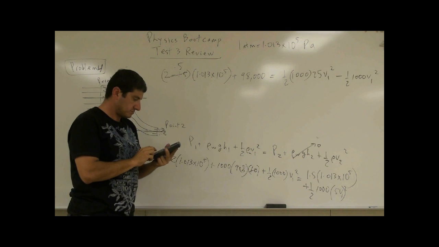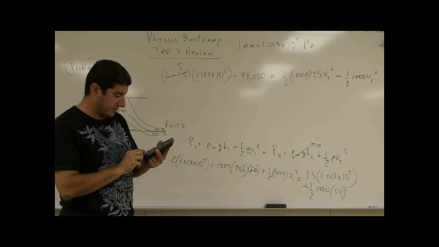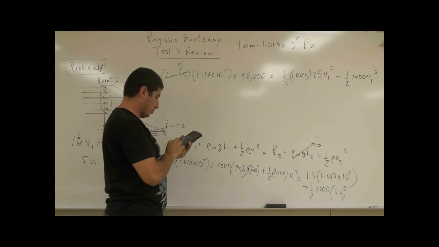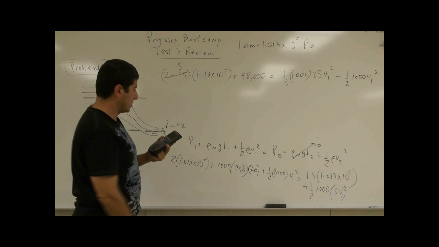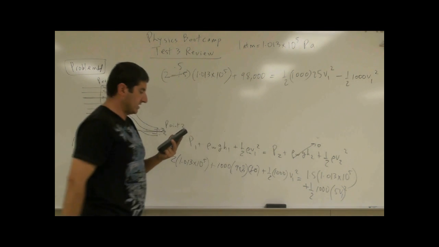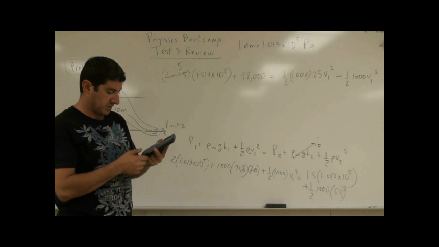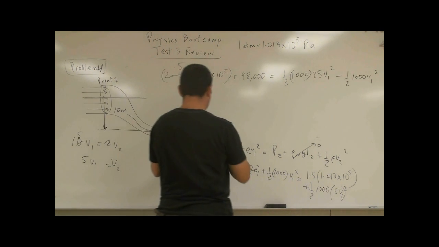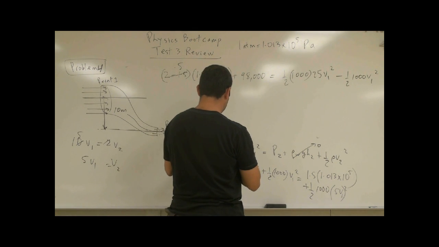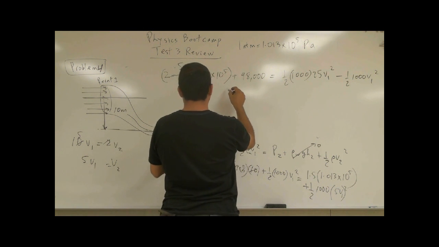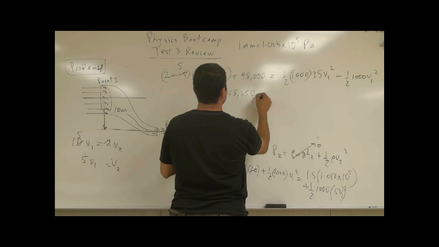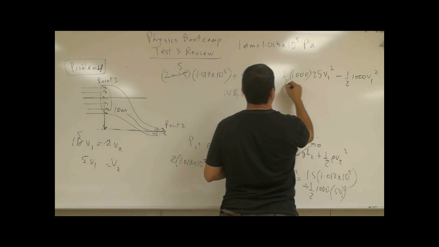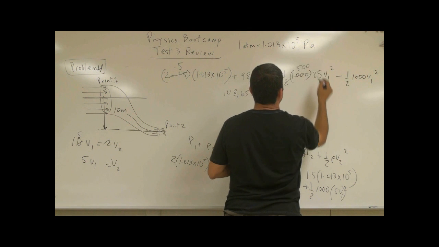So 0.5 times 1.013 times 10 to the power 5. So this one here gives me 50,650. You add to that 98,000, you get 148,650 must be equal to half of 1,000 is 500.